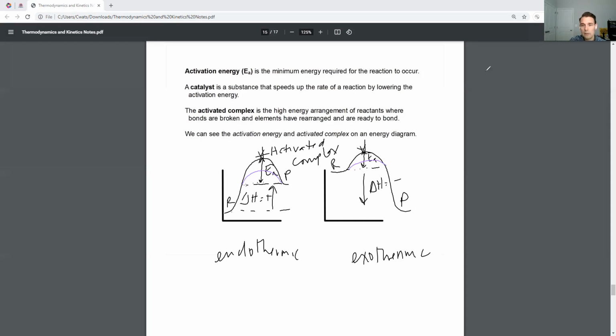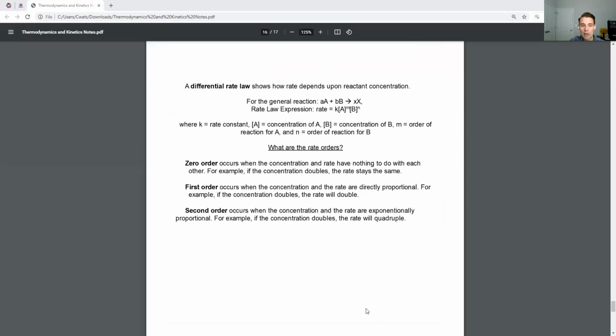Straightforward stuff there. Now the big takeaway is to determine our rate law. A differential rate law shows how rate depends upon the concentration of the reactants. In a general equation, where the lowercase ones are the coefficients and the uppercase ones are the reactants and products, the rate law expression is rate equals k, which is the rate constant, times the concentration of A raised to the m, times the concentration of B raised to the n, where m and n are rate orders.